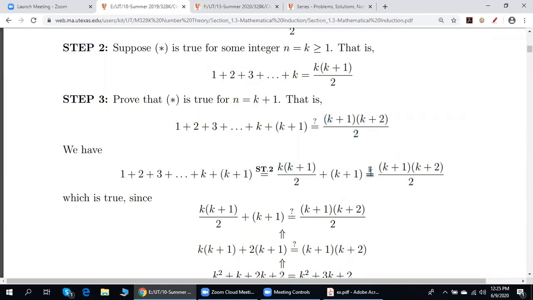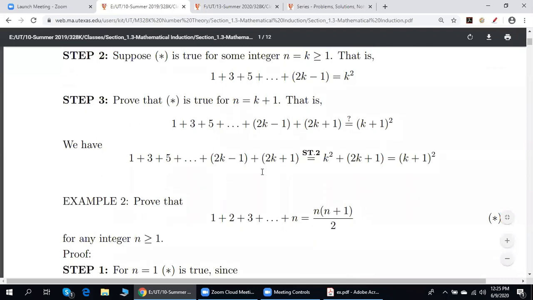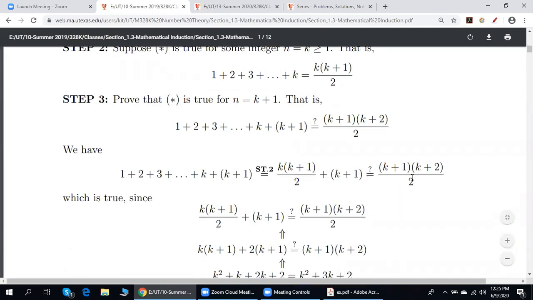Therefore, still we put here question mark. Please compare step 3 in example 2 and step 3 in example 1. In example 1, it's pretty obvious that k squared plus 2k plus 1 is equal to k plus 1 squared. College algebra identity. Over here, it's not immediately clear why this, which is the left-hand side, is equal to this, which is the right-hand side. So, how do we prove that this is indeed equal to this?